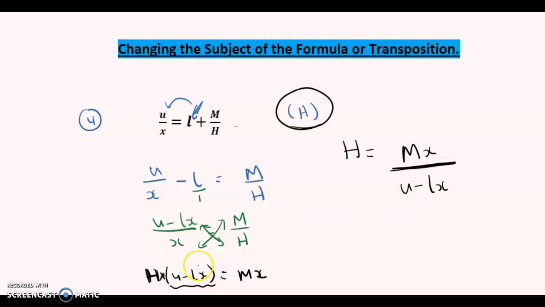Right? Now nothing in my expression here changed. My u minus Lx is the same u minus Lx. It doesn't change to positives or negatives because I have already changed the operation from multiply to divide. So this is the answer.